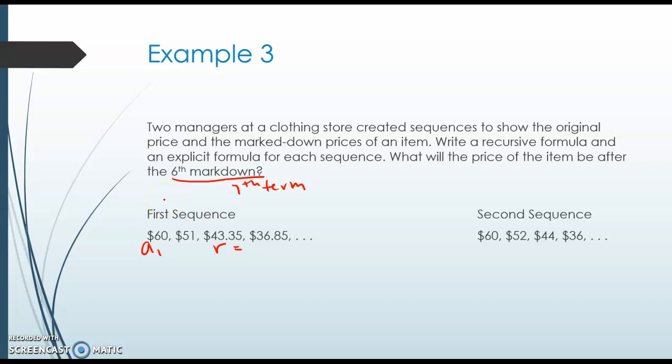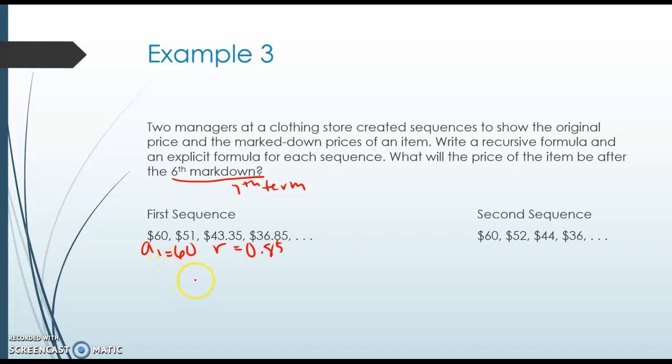We know if it's an r because we're going to take, say, 51 divided by 60, and I get 0.85, and I'm going to try another one, 43.35 divided by 51, and we get 0.85. And I try the next one and I get 0.85. So my common ratio is 0.85. And my a sub 1 is the first term of the sequence, which is 60.